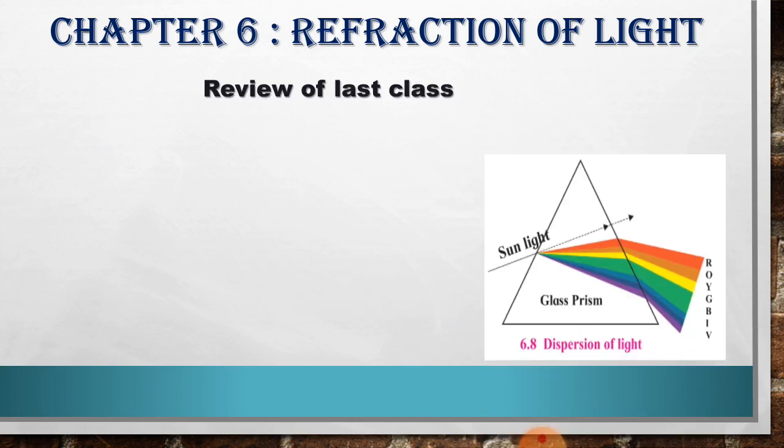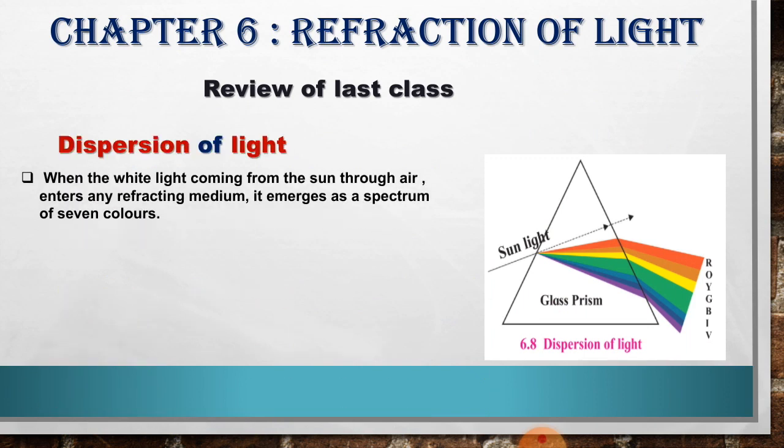Okay, so we have learned in our last class about the term dispersion of light. When the white light, that is sunlight, from the sun through the air, you all know that there is air over here, enters any refracting medium, here you can see the refracting medium is a glass prism, it emerges as a spectrum of 7 colors.